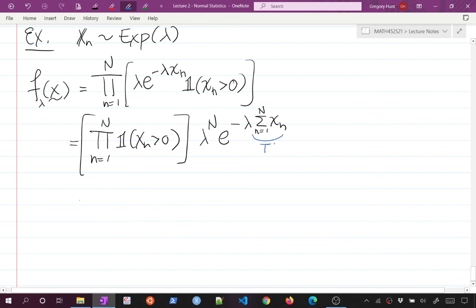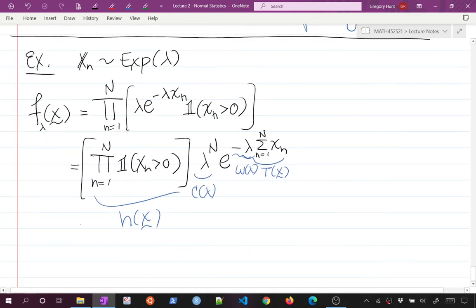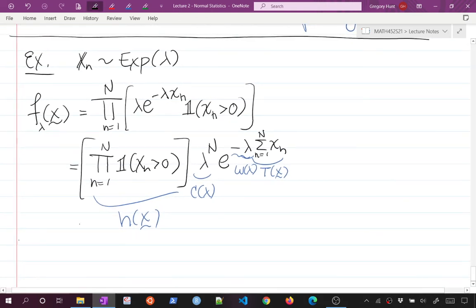So if I claim that this is t of x, depends on the data, not theta. This is w of lambda, depends on the parameter. Or I should probably include this negative in here. Depends on the parameter, not the data. This thing is c of lambda, and this thing is h of x. There we go. I've shown that I can factor in the right form. Ain't that nice? Not surprisingly, the exponential distribution is an exponential family. So this data is from an exponential family.